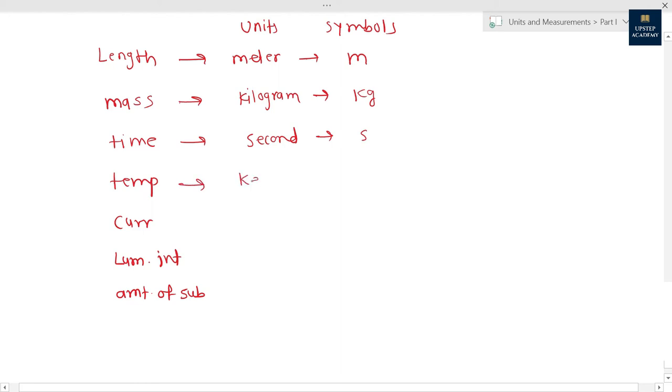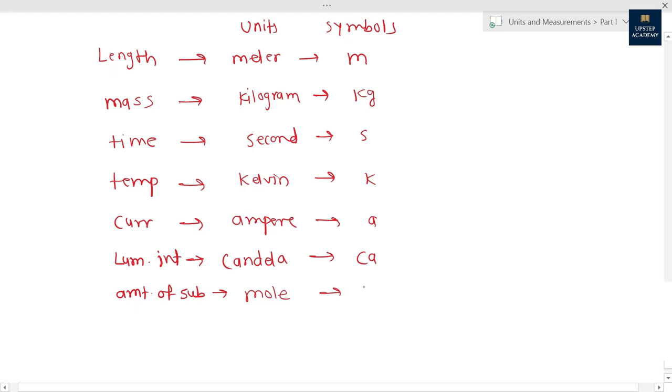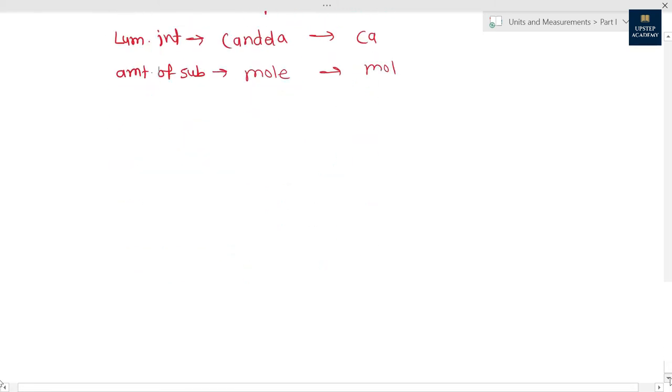Temperature, kelvin, shown by K. Current, ampere, shown by A. Candela is the SI unit of luminous intensity and cd is the symbol of it. And amount of substance, mole is the unit of it and mol is the symbol of it. So these are all the fundamental physical quantities, their units and their symbols also. Alright, now let me take you to our next concept, that is derived physical quantities.